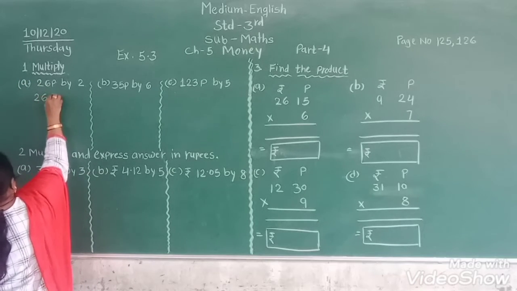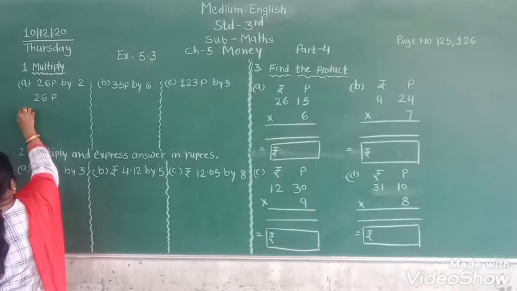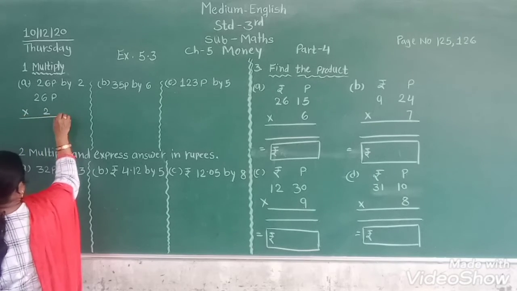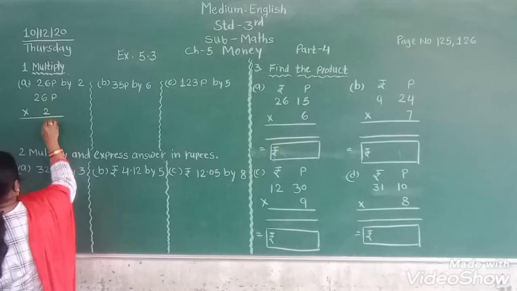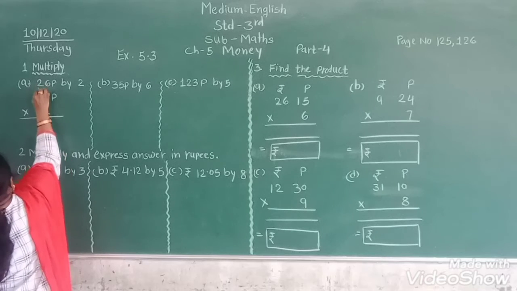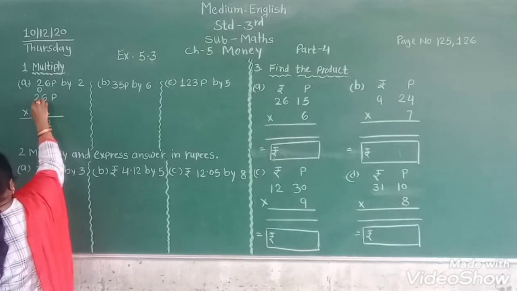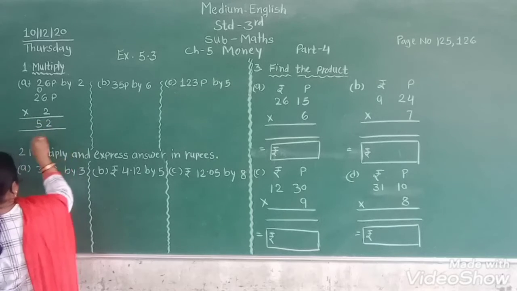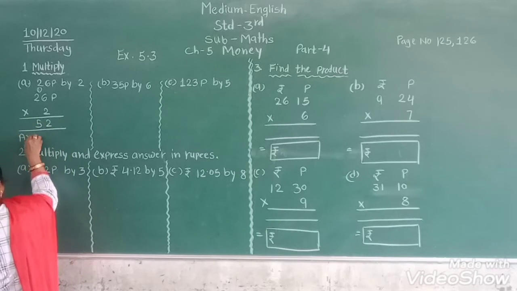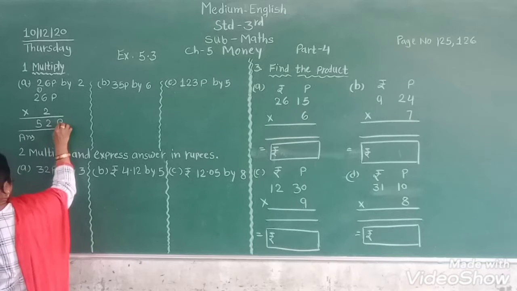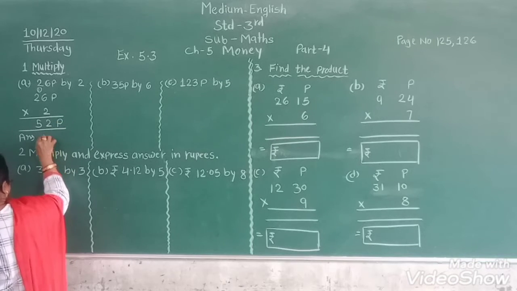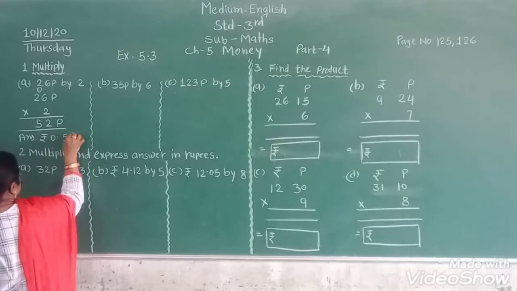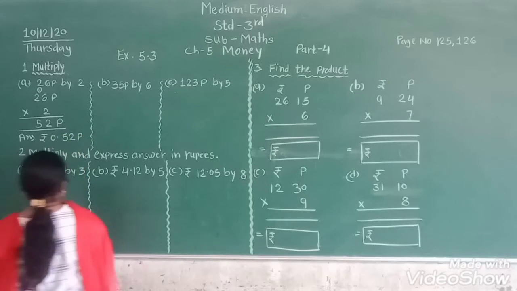26 paise multiply by 2. Okay. 2 6s are 12. 1 carry over, 2 2s are 4 and 1, 5. So 52 paise. Answer, here we write answer in rupees and paise. So 0 rupees and 52 paise.